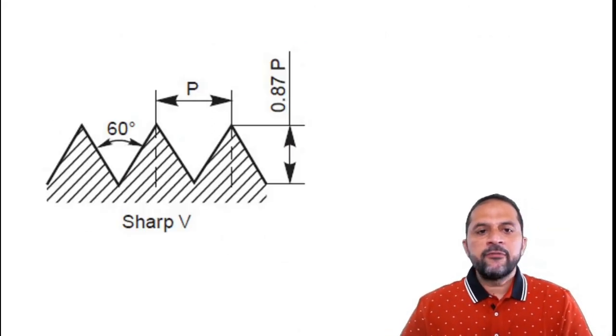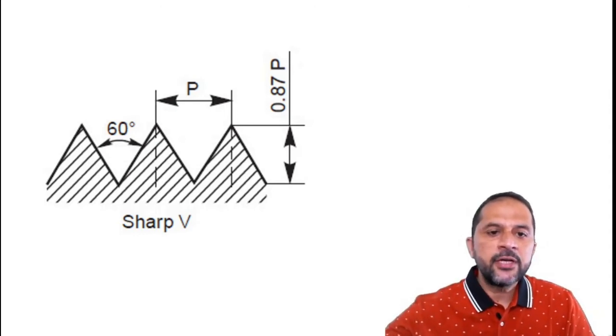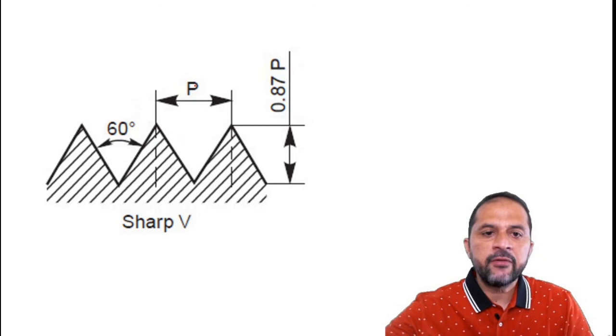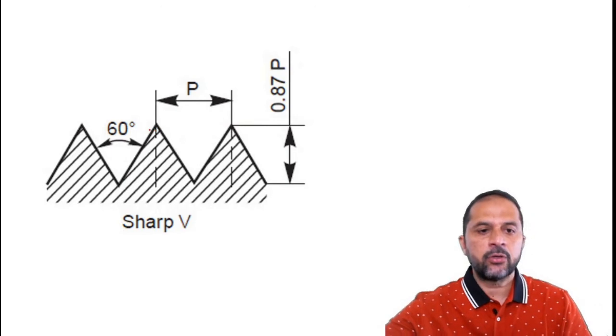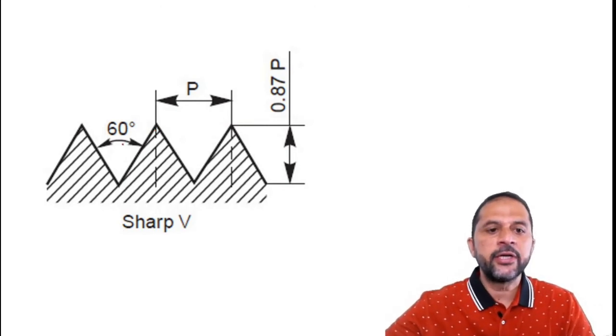For example, the first one is sharp V. As you know, there are various dimensions that are given: the pitch is given as P, and the height is given as 0.87 P. The value of P will be given, and accordingly you will calculate the height of the thread. The angle between the two flanks is 60 degrees.